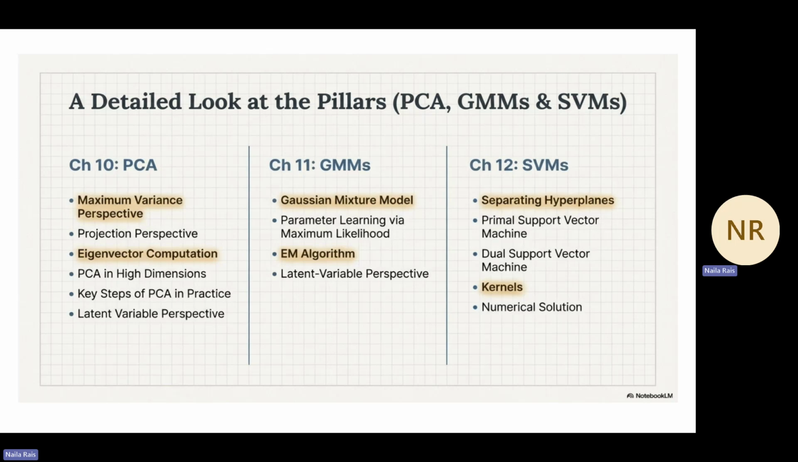So these are the main points, and then if we have a detailed look at the pillars PCA, GMM, and SVMs. So we have maximum variance perspective, projection perspective, eigenvector computation, PCA in high dimensions, key steps of PCA in practice, latent variable perspective. If we look into the Gaussian mixture model, parameter learning via maximum likelihood, EM algorithm, latent variable perspective. And if we look into SVMs, separating hyperplanes, primal support vector machine, dual support vector machine, kernels, numerical solutions.